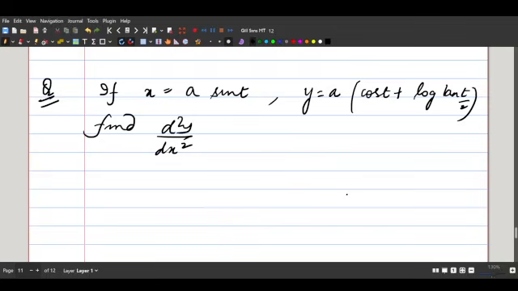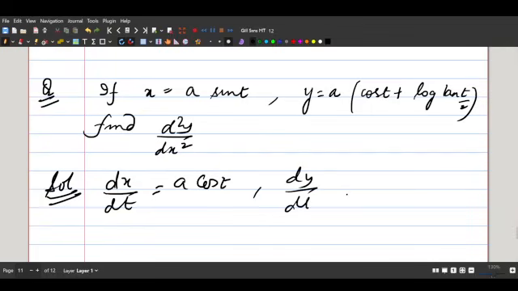Here, x is given to you in terms of parameter t, and y is given to you in terms of the other variable, that is t. Find out d square y upon dx square. Whenever you have such expressions, you know what to do. We find dx upon dt, a cos t, and dy upon dt. Please take the derivative: cos t minus sin t, log tan t by 2.